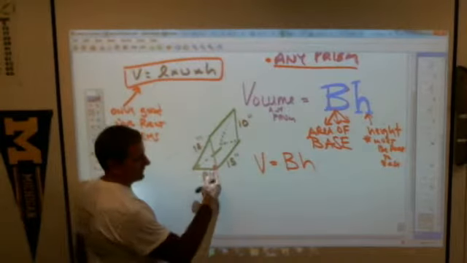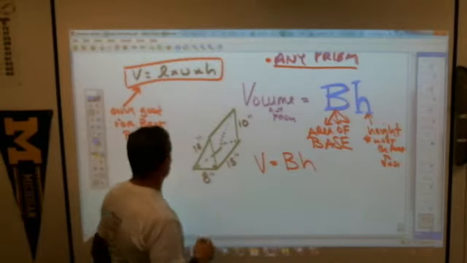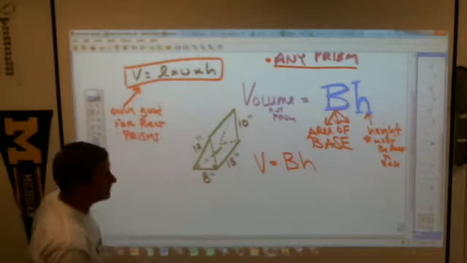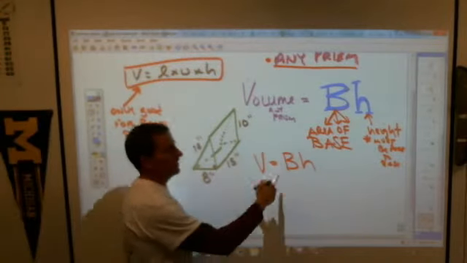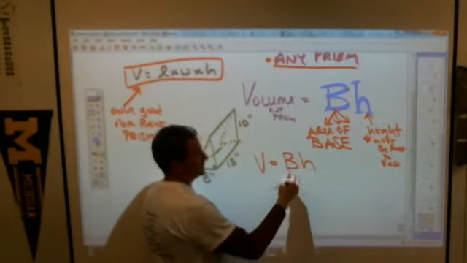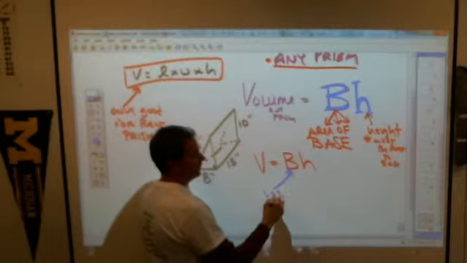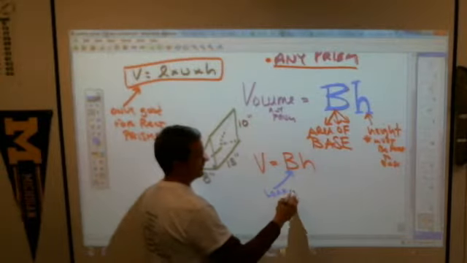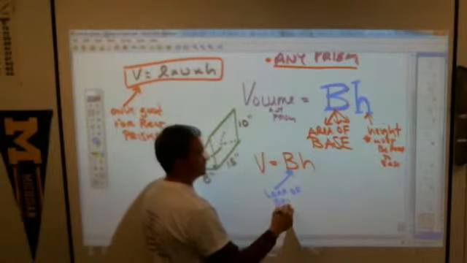In fact, the base is not this bottom rectangle. When you see this big letter B, you want to figure out what the base is. I like to use what I call the loaf of bread theory. We've talked about this, haven't we, with surface area.